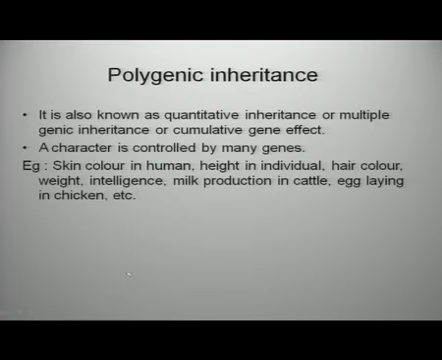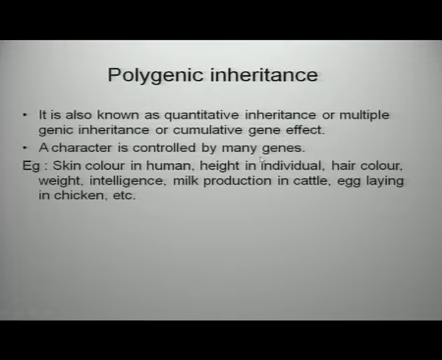Now, we are moving to yet another important topic in this chapter, polygenic inheritance. It is also known as quantitative inheritance or multiple gene inheritance. Poly means many, multiple. It is also known as cumulative gene effect. Cumulative in the sense that the effect of each gene is added. So, it is known as cumulative gene effect or additive gene effect.